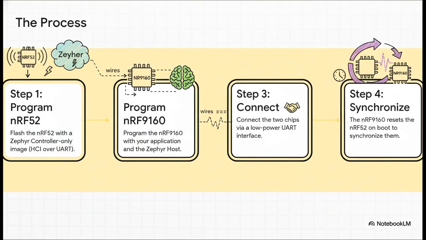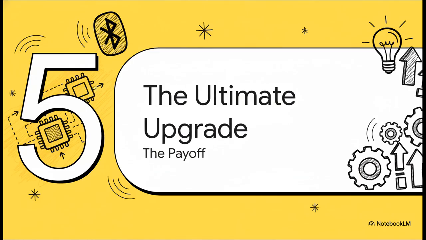You're not starting from scratch. You just flash that little nRF52 with a ready-to-go controller image from Zephyr. You write your main app on the nRF9160 like you normally would, connect a couple of wires between them, and when it boots up, the big chip just pokes the little one to make sure they're in sync. It's a really elegant solution. So, after all that, what's the big payoff? Why would you go through the trouble of connecting two chips like this?